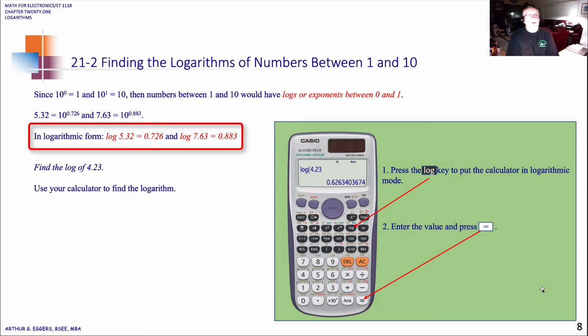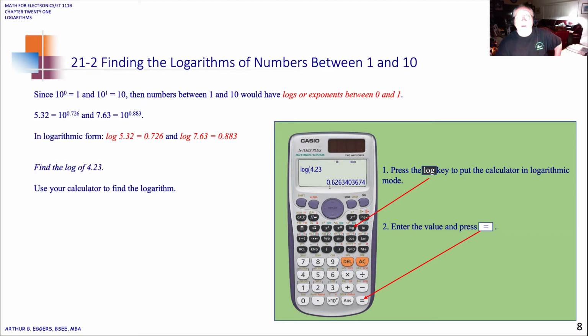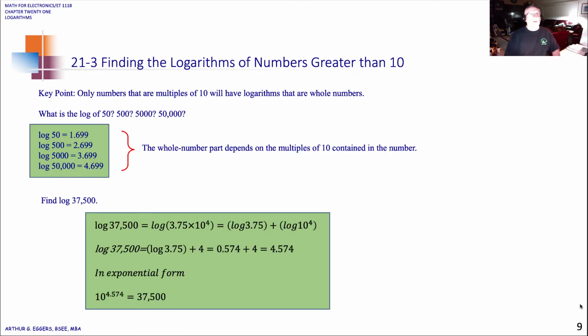0.726. So if we want to find the log of 4.23, if we follow the keystrokes on the calculator, the first thing you're going to do is press the log key to put the calculator in logarithmic mode. When you do, you'll see it shows up on the screen. Enter the value 4.23, and when you hit the equals key, the log value, in fact, shows up.